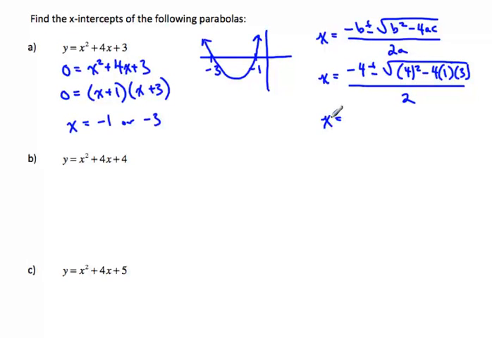And I get x is equal to negative 4 plus or minus, this is going to be 16 minus 12, which is 4. So the square root of 4 over 2. Which is equal to negative 4 plus or minus 2 over 2, which is equal to negative 4 plus 2 is negative 2 over 2, so that's negative 1, or, and then I get negative 4 minus 2 is negative 6 over 2, negative 3.